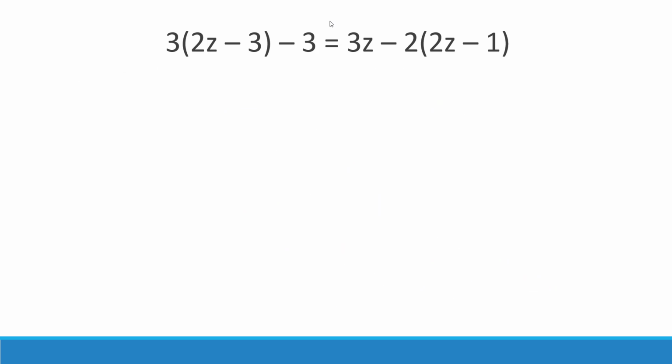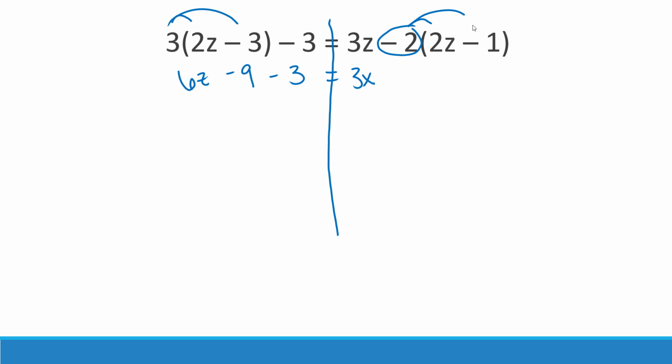Let's look at another example of this. Draw my line, kind of separating my two sides here. I'm going to distribute my 3, so it's going to be 6z minus 9. I'm going to bring down this minus 3 is equal to 3z. I'm going to distribute a negative 2, so that's negative 4z, and that's going to give you a positive 2. Combine both like terms on either side.